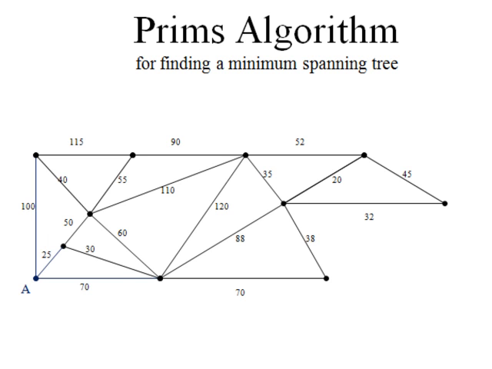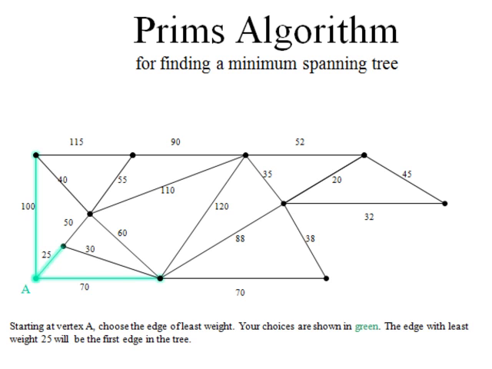To find a minimum spanning tree for this weighted graph, I'll use Prim's algorithm. We start at any vertex of the graph, and I'll choose A. Consider the edges that are incident with A, these are shown in green on the graph, and choose one of least weight. In my case, that's this edge of weight 25. That will be the first edge in the tree.